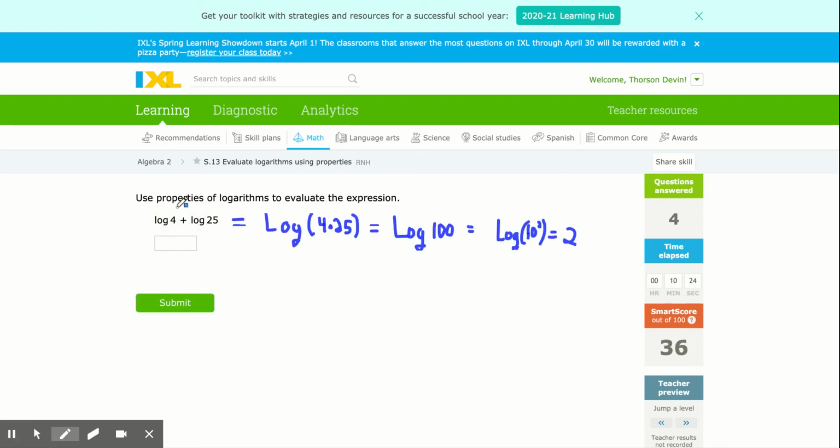Again, another one where the properties of logarithms have to come into play. We're going to combine the two logarithms to make it 4 times 25, which is 100. Now remember, if you don't see a base, that's a common log, which means it's a base 10. So we could write a little base 10 there, but log base 10, or common log of 10 squared, is 2. So again, you're using your properties of logarithms and also realizing that that's the common log.